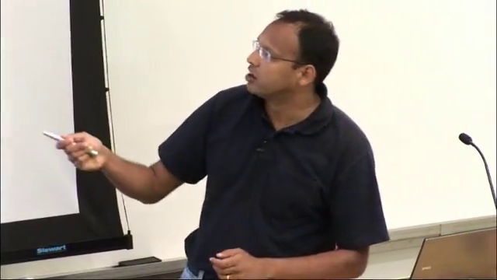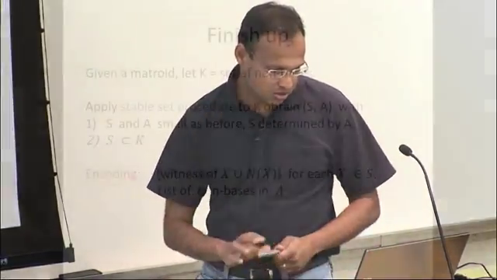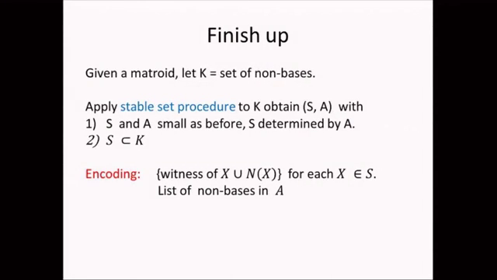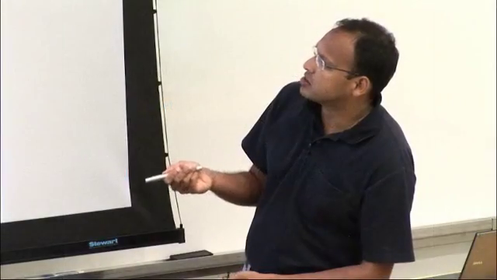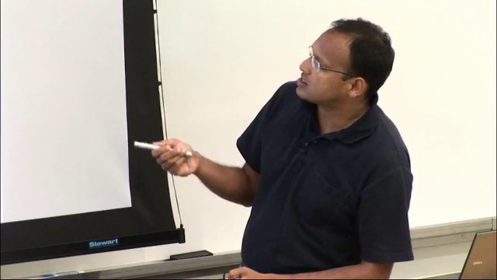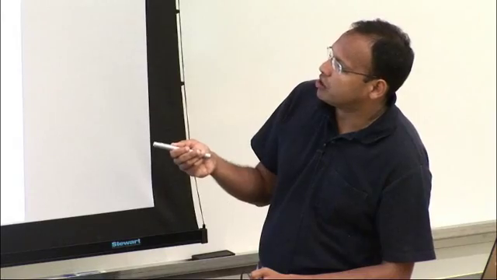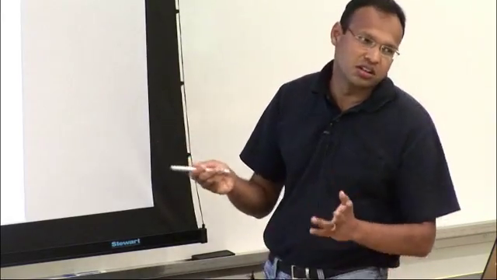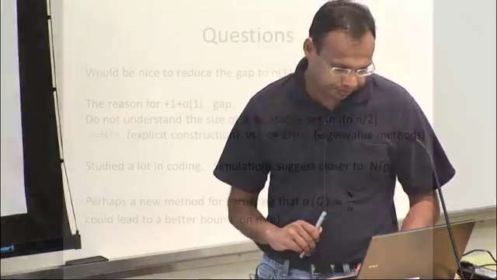So if you add any Y, it will still increase. So that's basically it, right? So for each guy I can give a concrete thing. Just to recap, we do essentially what we did in the stable set procedure, but we find these sets S and A, and now we also store witnesses of the neighborhood in each X, which is not too large. And that gives the efficient encoding.